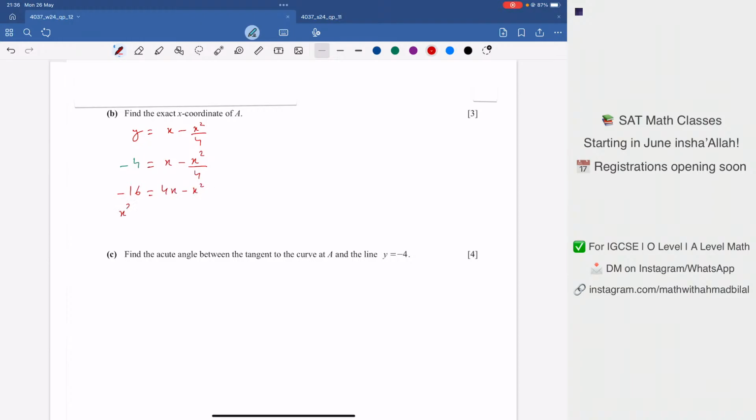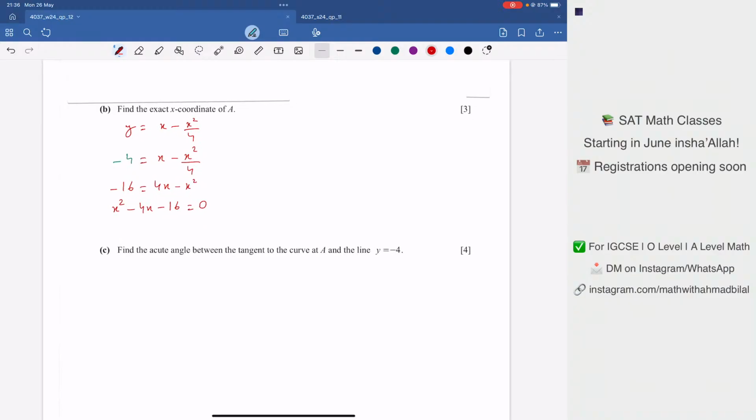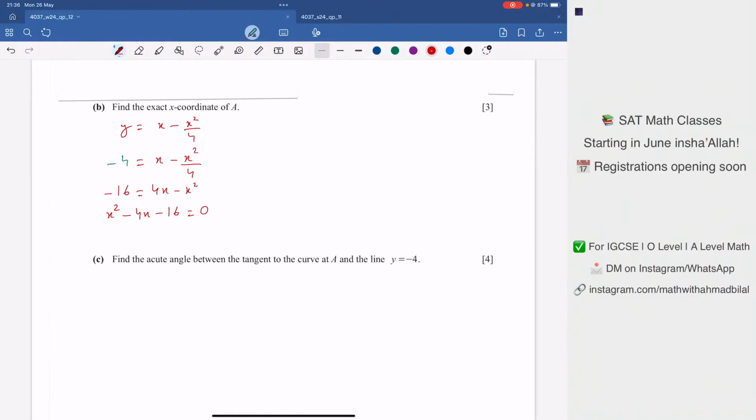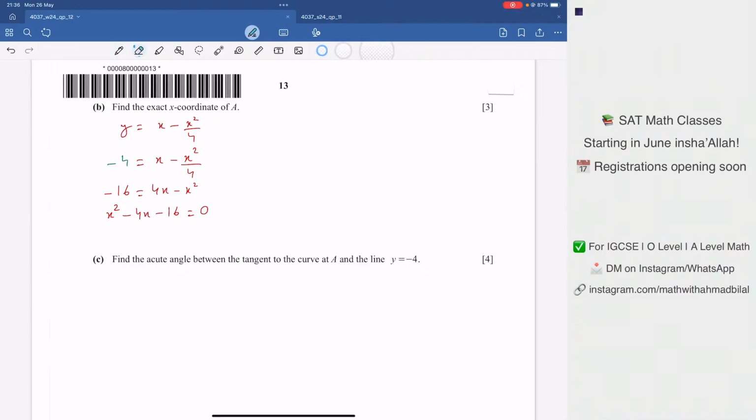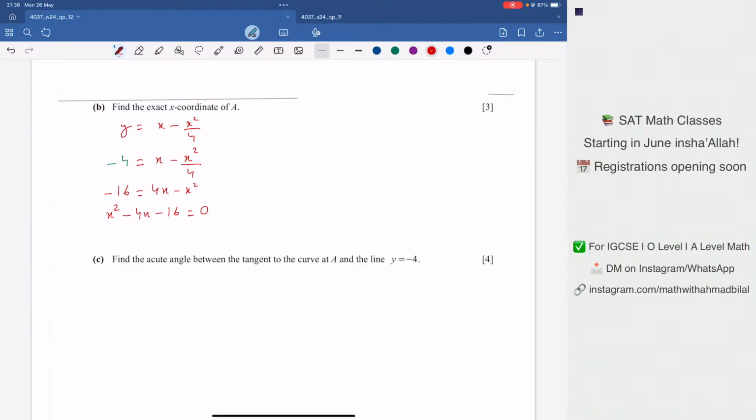Take all terms to one side. x squared minus 4x minus 16 equal to 0. Can we factorize this? 16, no, factorization is not possible, and that's actually something that you can guess from the question statement as well. They want an exact x coordinate. That means there will be something that is in terms of square roots, right? So how do we do this? We can use the quadratic formula for this.